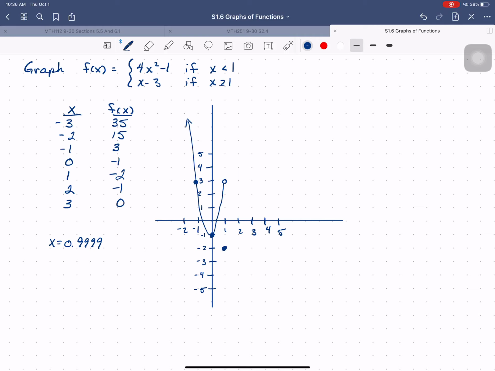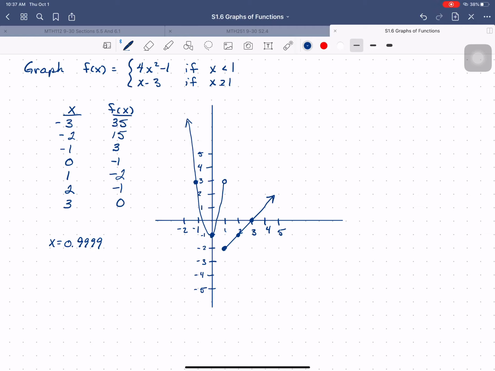And if x is 2, y is negative 1. If x is 3, y is 0. And this is just going to make a straight line that goes through those dots. Okay. And that's a graph of this piecewise defined function. Okay, so there's a basic explanation of graphing functions.